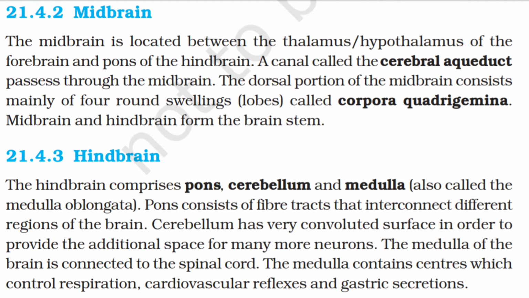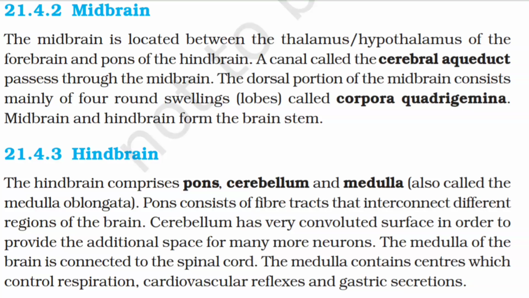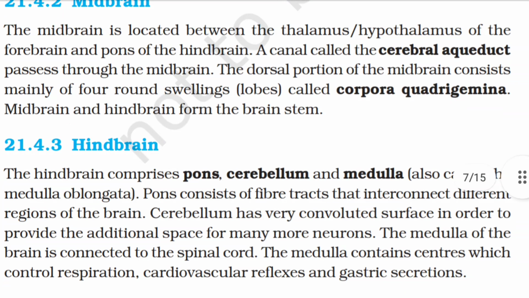21.4.2 Midbrain. The midbrain is located between the thalamus or hypothalamus of the forebrain and pons of the hindbrain. A canal called the cerebral aqueduct passes through the midbrain. The dorsal portion of the midbrain consists mainly of 4 round swellings or lobes called corpora quadrigemina. Midbrain and hindbrain form the brainstem.